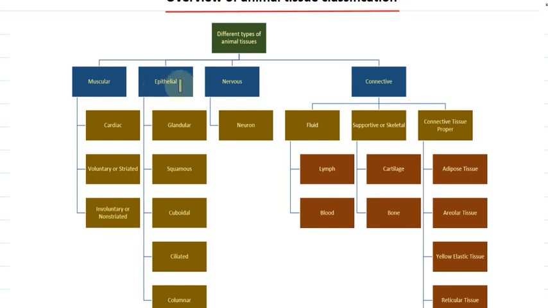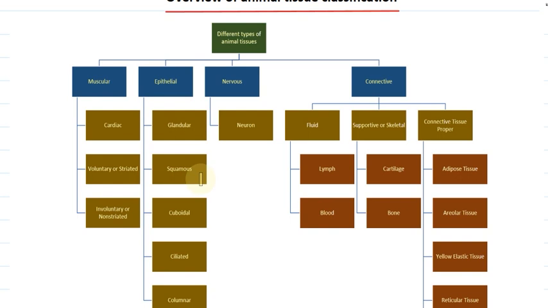Then there are epithelial tissues. So epithelial tissues are protective layer of cells that covers the surface of body and lines the internal organs. Under epithelial tissues there are glandular tissues or glandular epithelial tissue, squamous epithelial tissue, cuboidal epithelial tissue, ciliated epithelial tissue and columnar epithelial tissue. So glandular epithelial tissue is involved in the release and production of secretory products.